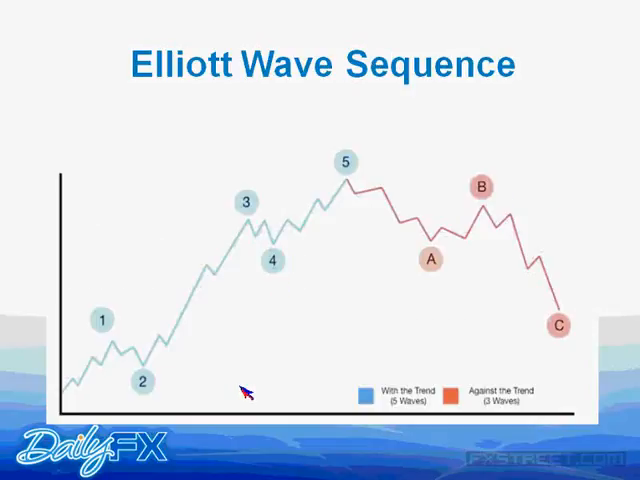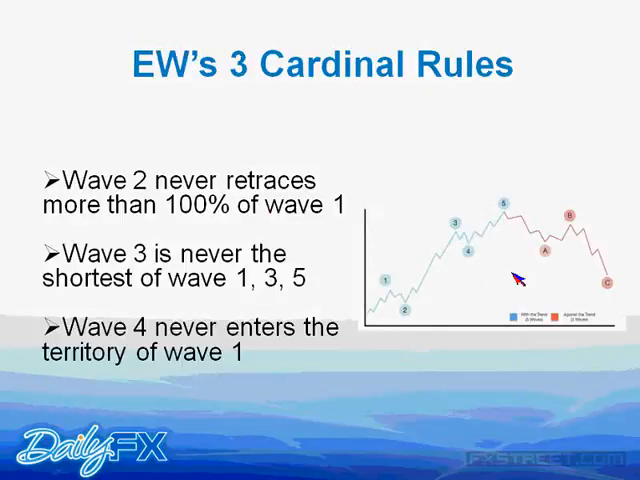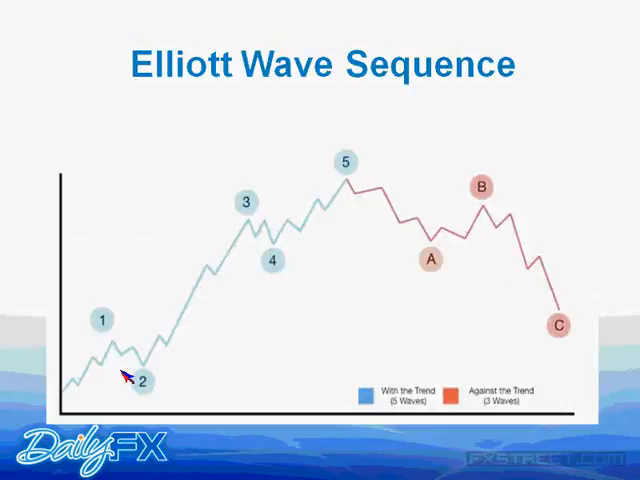So here are the cardinal rules. Wave 2 never retraces more than 100% of wave 1. So let me back up here. Notice wave 2, it never fully retraces. It's only a partial retracement of wave 1. And so like here, this red 3-wave countertrend move, this is going to be a partial retracement of this whole blue move.